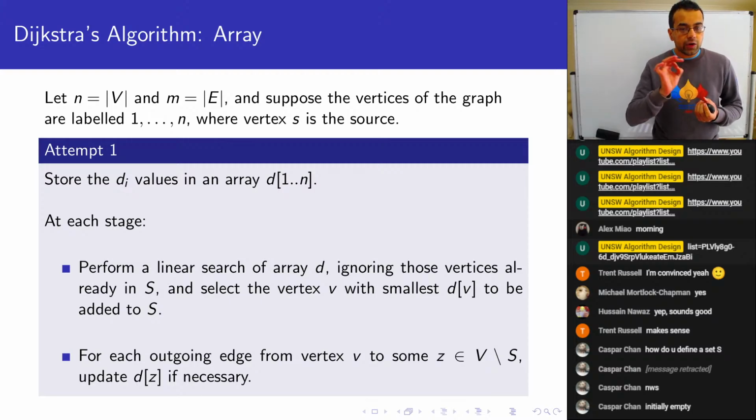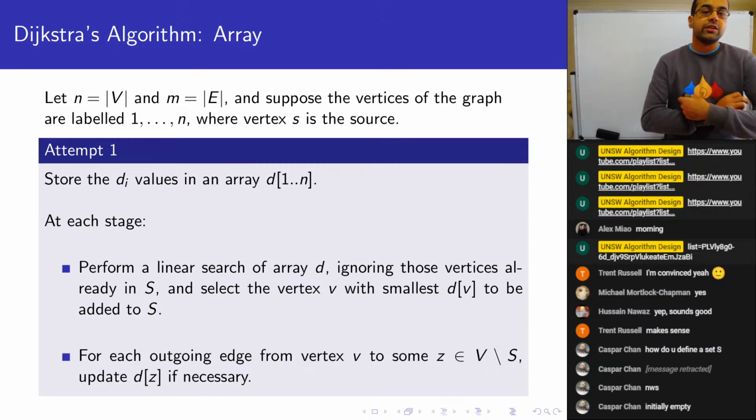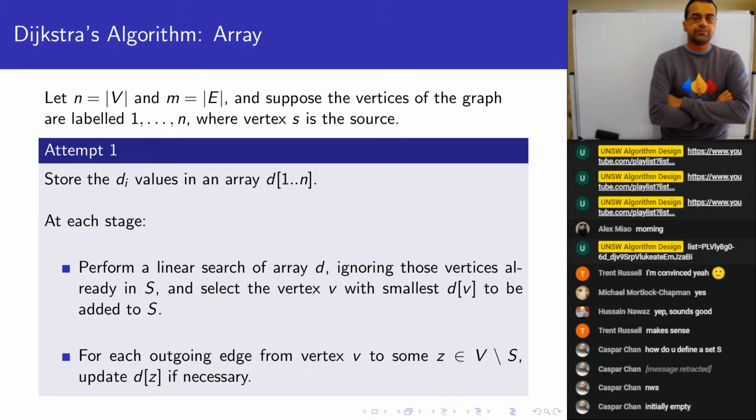Then, for every outgoing edge from v to some other vertex z that's outside S, we consider updating d_z. Of course, the update is as before. We just compare d_z to the value of d_v plus that last edge weight and update d_z to whichever is smaller of those. Okay, so I think this is the simplest implementation that we could consider for the algorithm that was presented earlier. It's not wrong, but we'll see that it has some limitations.